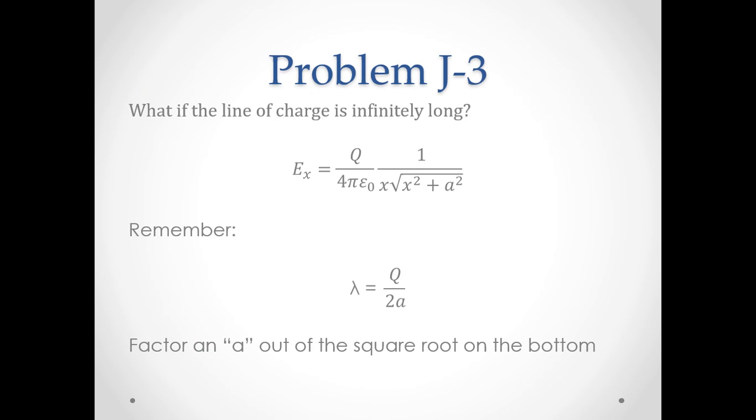Now, another cool thing to think about is what if a is really big compared to x? So what if this line is infinitely long? What if I'm so close to this line of charge that it looks like it goes forever to the right and to the left? If we remember that lambda is equal to q over 2a, we can actually factor out an a on the square root in the bottom and get something in terms of lambda, the density. If something is really, really long, I might not know what q is, the total charge, but I probably know what the linear density of charge is.